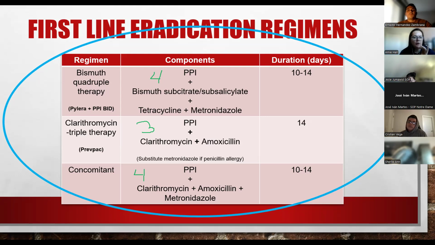So I'm not going to ask you about Pylera and PrevPak, but do recognize that many of the practice NAPLEX questions that I've seen do use Pylera and PrevPak in their questions. For the purposes of the exam, I will be using bismuth quadruple therapy, clarithromycin triple therapy, and concomitant. But do recognize in 2 years, you're going to have to know what's in a PrevPak and what's in Pylera. All right.